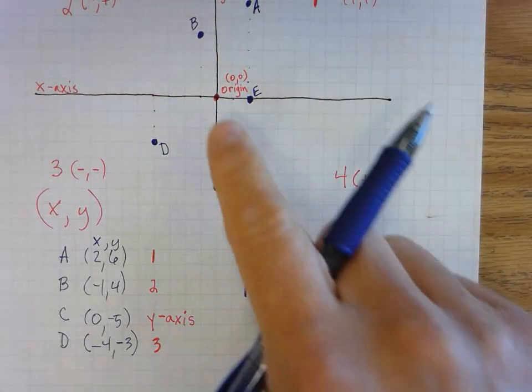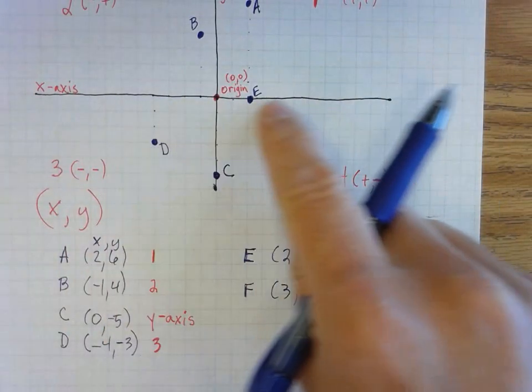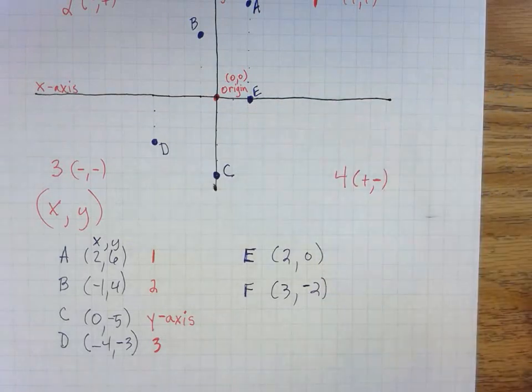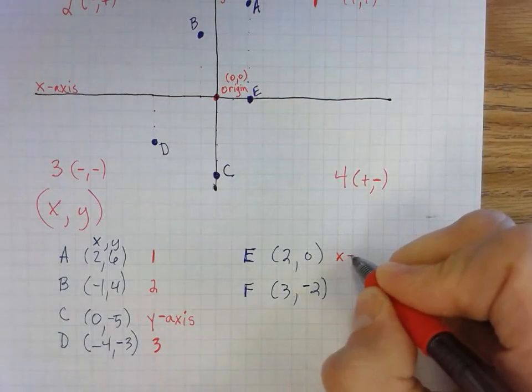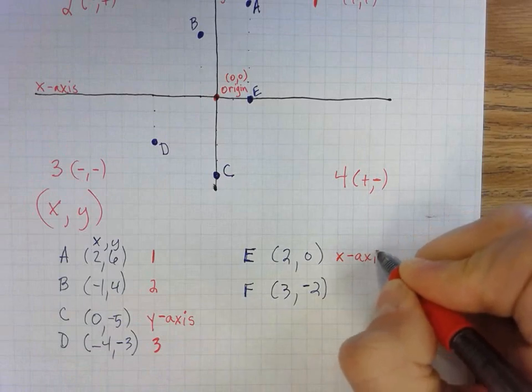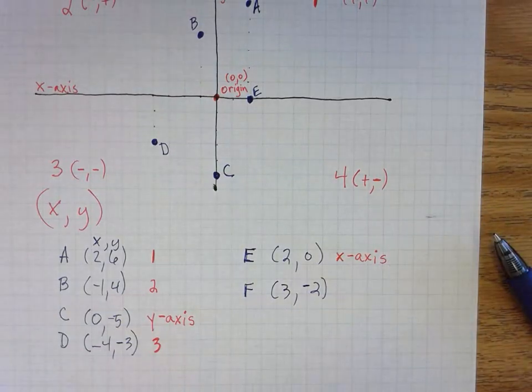Now, is E in a quadrant? No. What is E actually on? Where is it located? It's on the x-axis. So you would type in x-axis. Make sure you spell it right. X-A-X-I-S. I can't even spell x-axis.